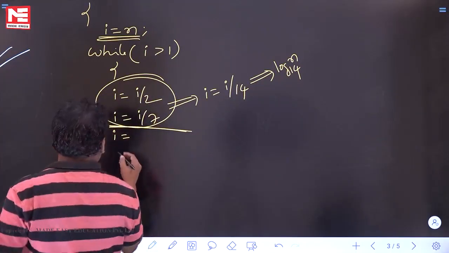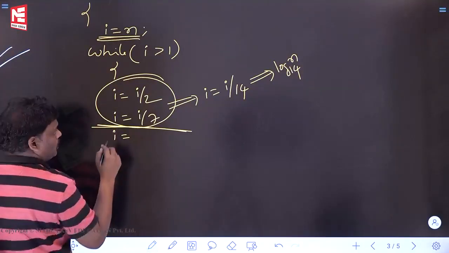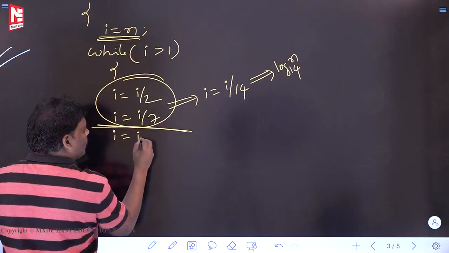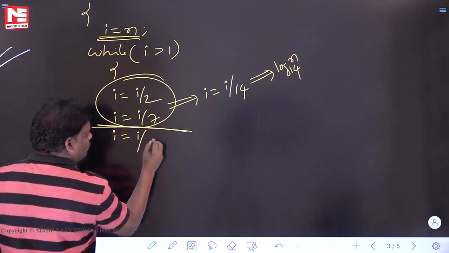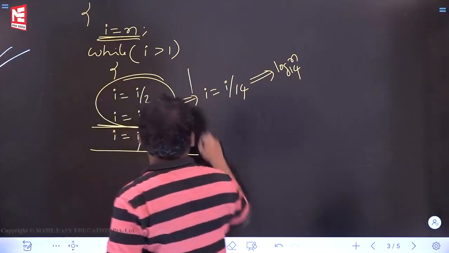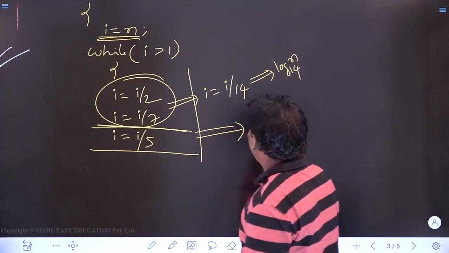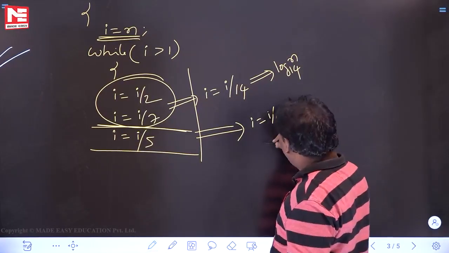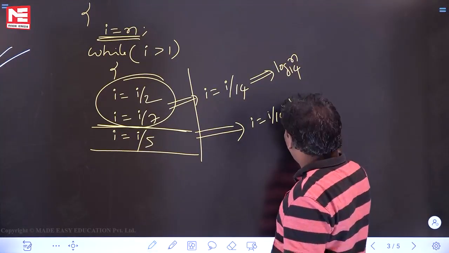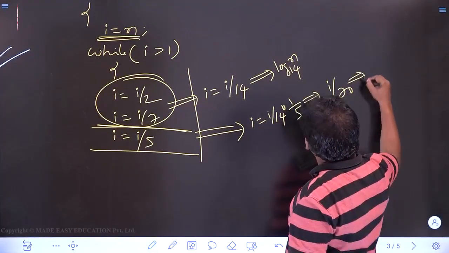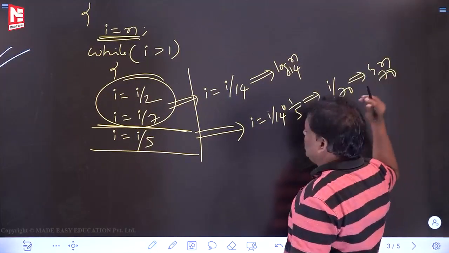Right, now see this. I is equal to I by 5. What is the answer? Including this also, what is the answer? After completion of this, if you observe, already I is equal to I by 14. Now by 5 also, which will become I by 70, which will become log n base 70. Right? That is also fine.